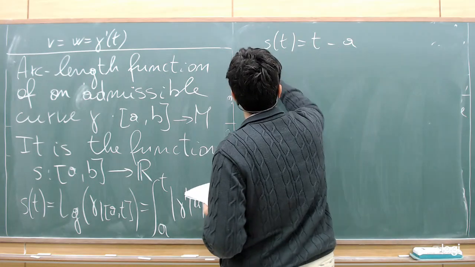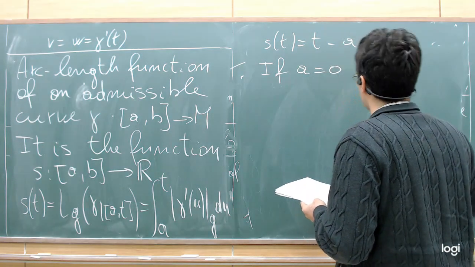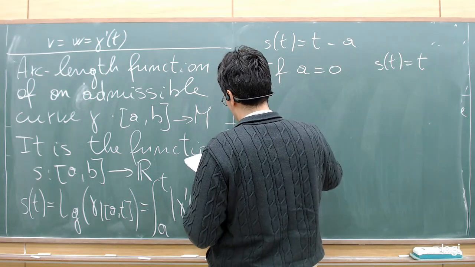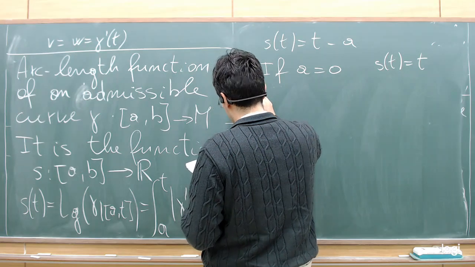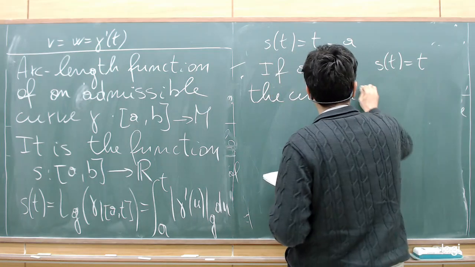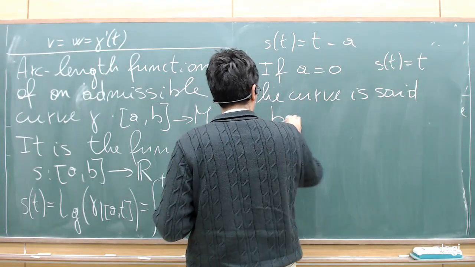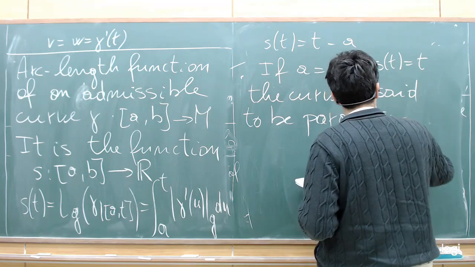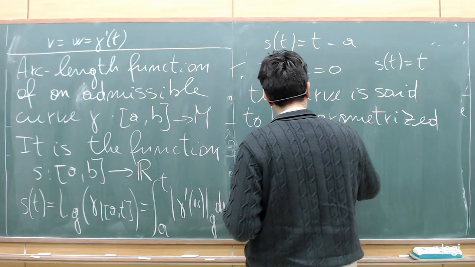So if a is 0, then we have S of t equal t, and the curve is said to be parameterized by arc length.